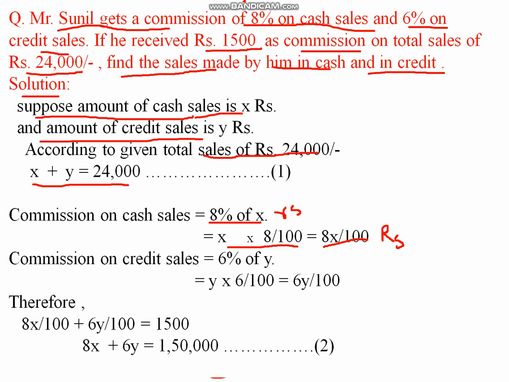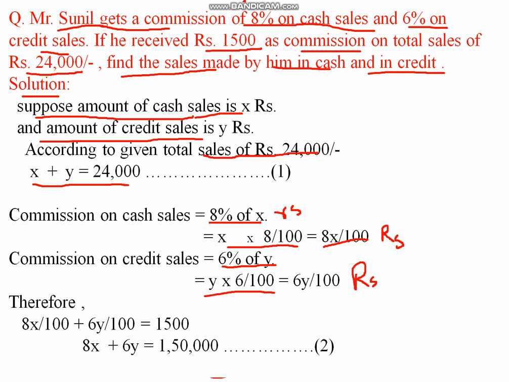Commission on credit sale is 6% on Y rupees. The amount of credit sale is Y rupees, so the commission on credit sale is 6% of Y rupees. Why 6%? Because the rate of commission in case of credit sale is given as 6%. So commission on credit sale is Y into 6 upon 100, which is equal to 6y upon 100 rupees.